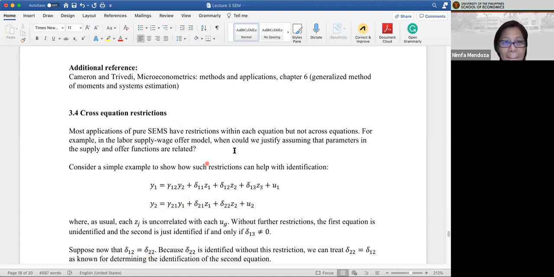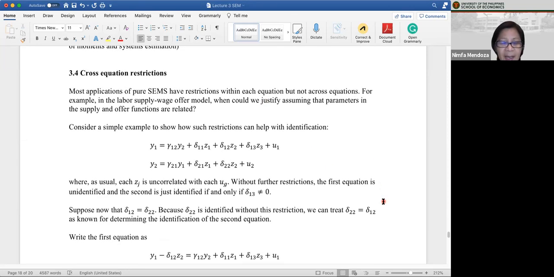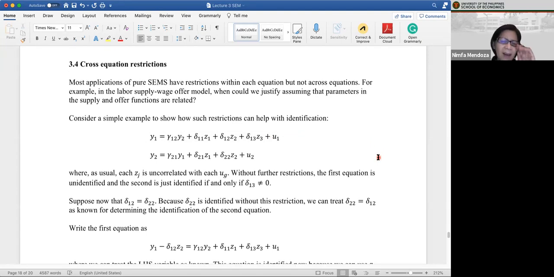Okay, so for example, in the labor supply wage offer model, it would be hard to justify assuming that parameters in the supply and offer functions are related. Nevertheless, let's consider a simple example to show how cross-equation restrictions can help with identification. It's also to illustrate how you can tweak your estimation methods.